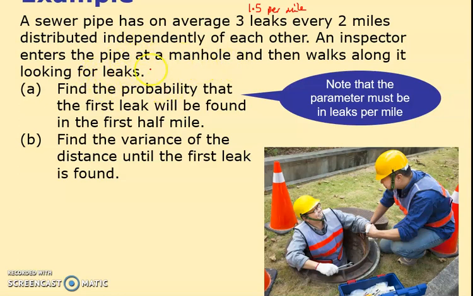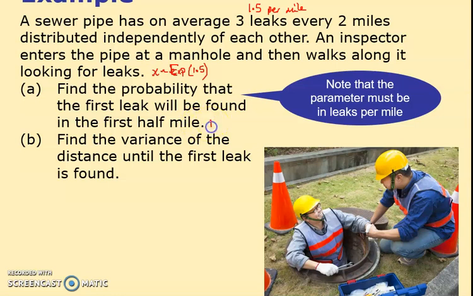Now, this is an example where it's exponential, rather than just Poisson. Poisson would basically say if I walked for 10 miles, how many leaks would I find? This is, what's the probability that I will find my first leak in the first half mile? So this is exponential. Well, I remembered how to write that properly. It should be a capital E. Other than that, that's right. An exponential 1.5. And we had formulas for this, if you remember.